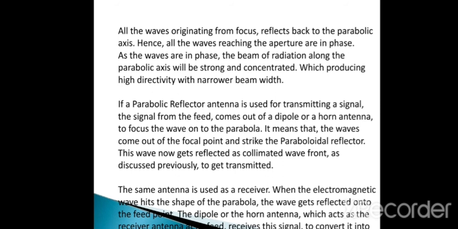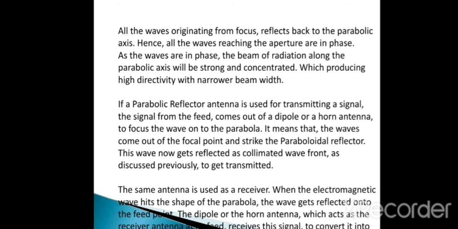So all the waves originating from the focus reflect back to the parabolic axis, hence all the waves reaching the aperture are in phase. As the waves are in phase, the beam of radiation along the parabolic axis will be strong and concentrated, which produces high directivity and a narrow beam width.